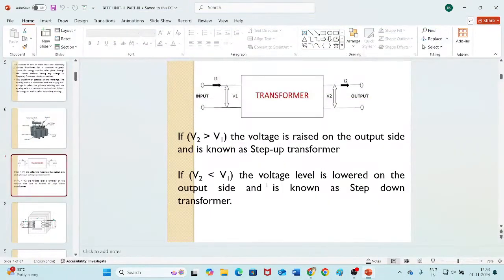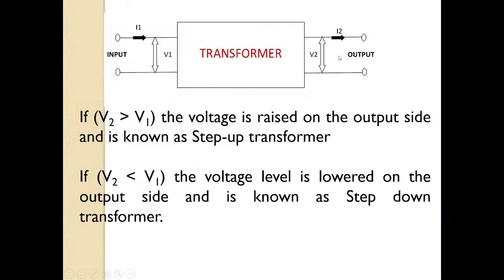So step-up transformer and step-down transformer. Sometimes we write E and sometimes we write V. Irrespective of V or E, both are voltages. If the induced voltage on the secondary terminal is higher than the induced voltage on the primary side, then that is a step-up transformer. And if the induced voltage on the secondary is less than the primary side voltage, then that is a step-down transformer. So usually transformers are used to step up or step down the voltage levels.